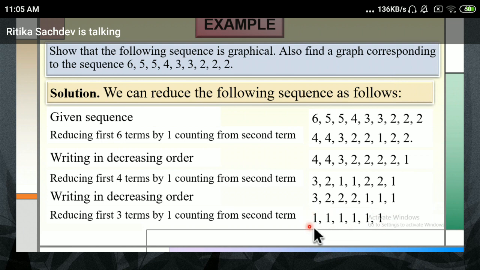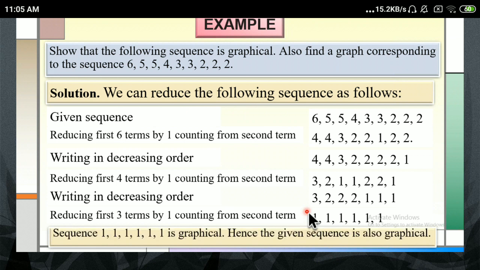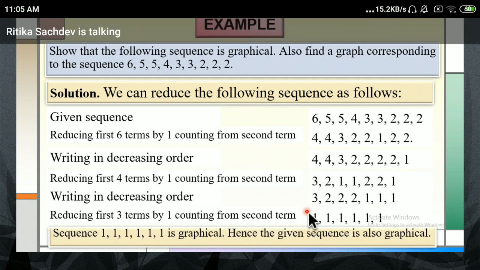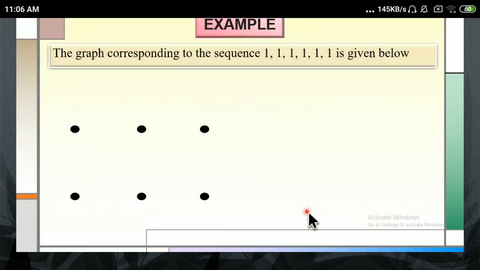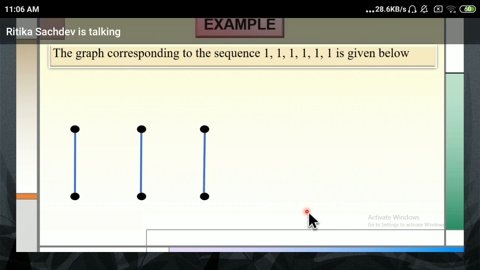Now we are asking: can I draw such a graph? That means, can I draw a graph of 6 vertices such that the degree of each vertex is 1? If yes, I should stop here. Sequence 1, 1, 1, 1, 1, 1 is graphical. Hence the given sequence is also graphical. But do you know how to draw that? You should know how to draw such a graph. Yes, I know how to draw such a graph. Is this a graph having 6 vertices and the degree of each vertex is 1?